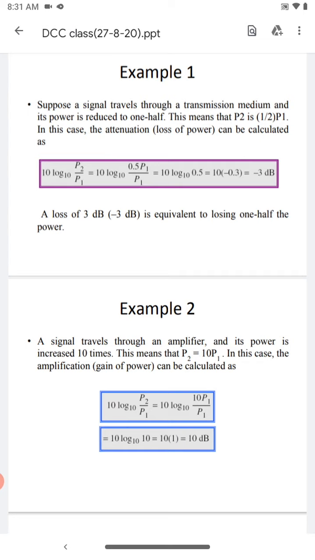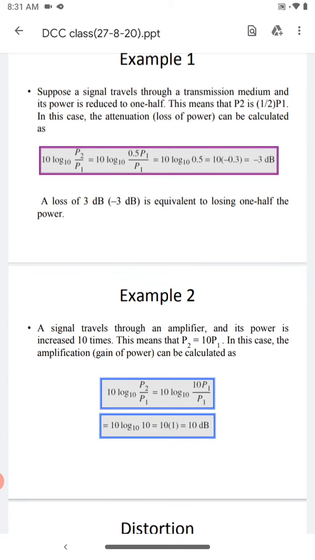Then consider the next example, example 2. A signal travels through an amplifier and its power is increased 10 times. Increased 10 times means P2 equals 10 P1. In the first example, the power is reduced to half, so P2 equals half of P1, that is equal to 0.5 P1. But in example 2, the power is increased 10 times.